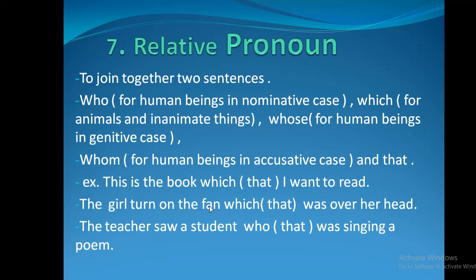The girl turned on the fan which was over her head. Here we can keep the word that in place of which. The sentence becomes, the girl turned on the fan that was over her head. The teacher saw a student who was singing a poem. Here we can keep the word that in place of who. Then the sentence becomes, the teacher saw a student that was singing a poem.